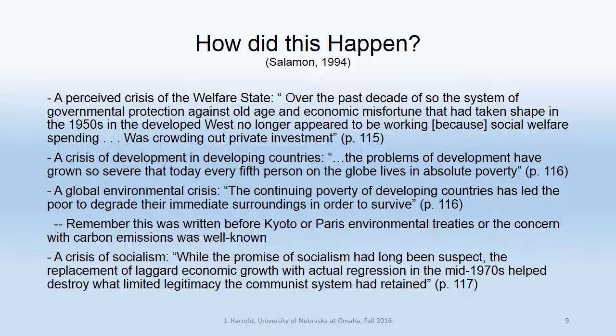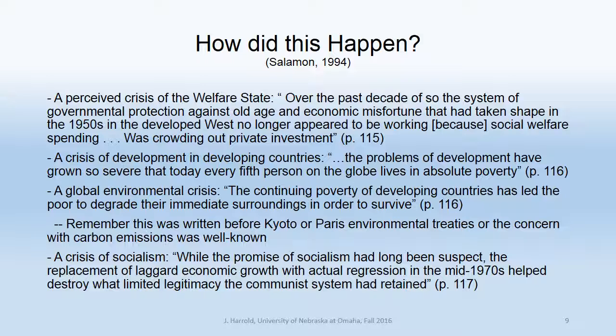The second crisis he points to is a crisis of development in developing countries. So what he says is the problems of development have grown so severe that today every fifth person on the globe lives in absolute poverty. Might actually be more than that today. So what he's talking about, a twin to the rise of the welfare state, was this rise in helping, if you will, post-colonial countries and allowing them to develop as capitalist countries. Well, what Salomon contends is that that development was stunted.